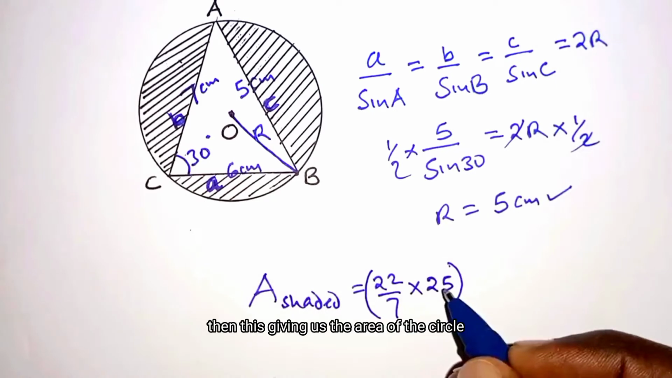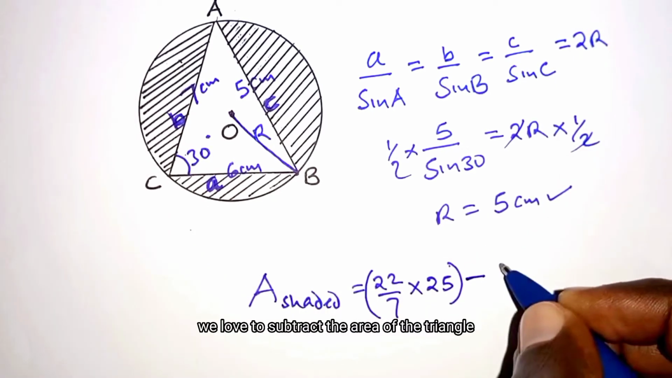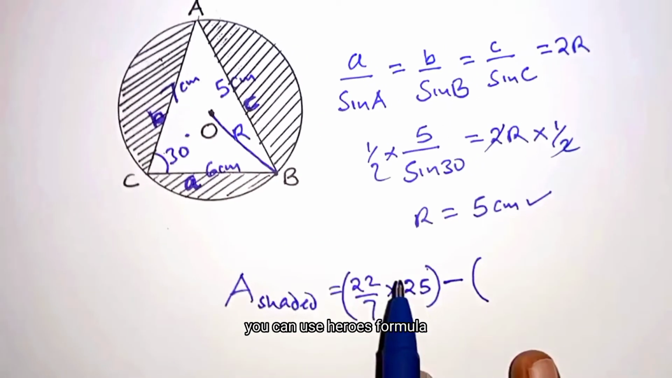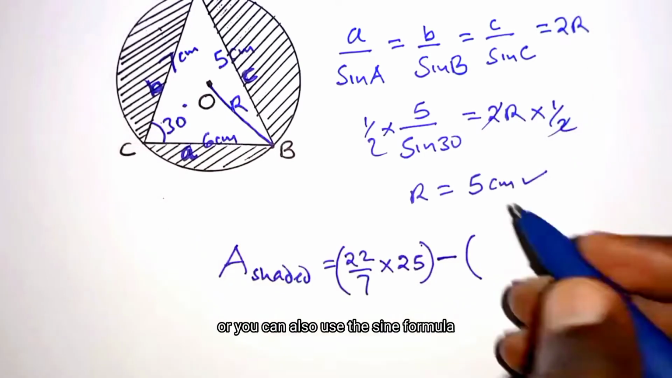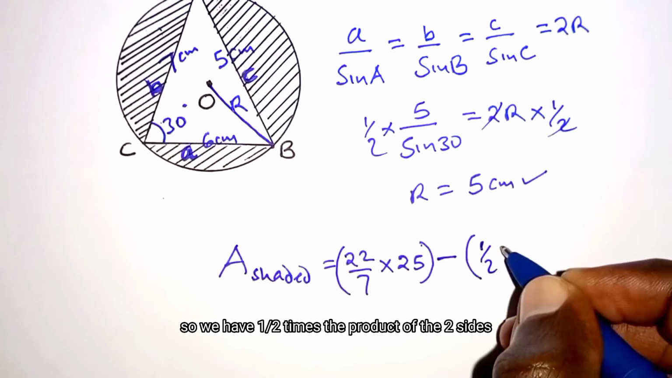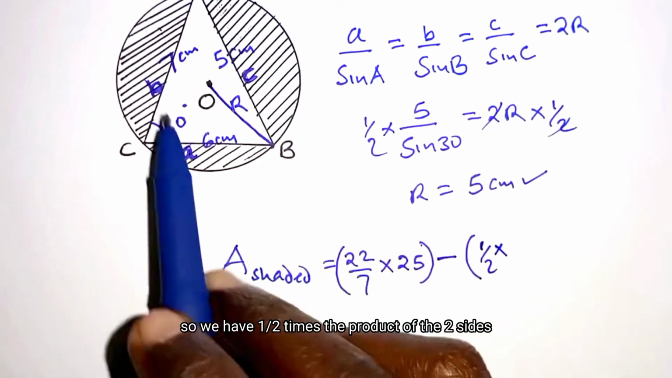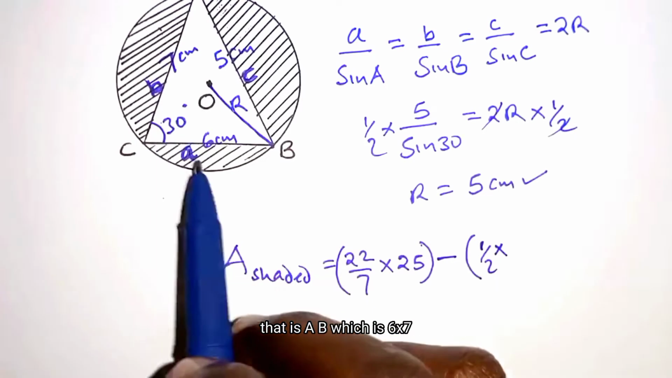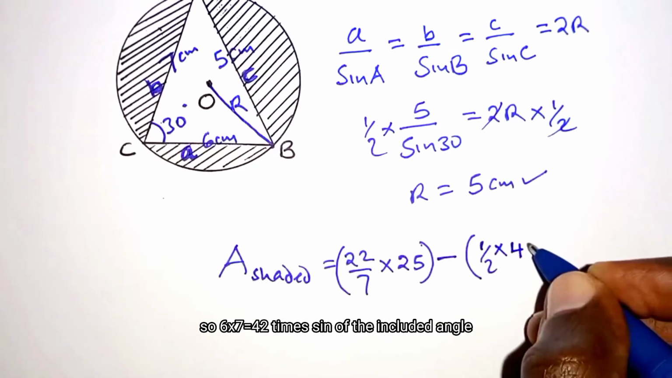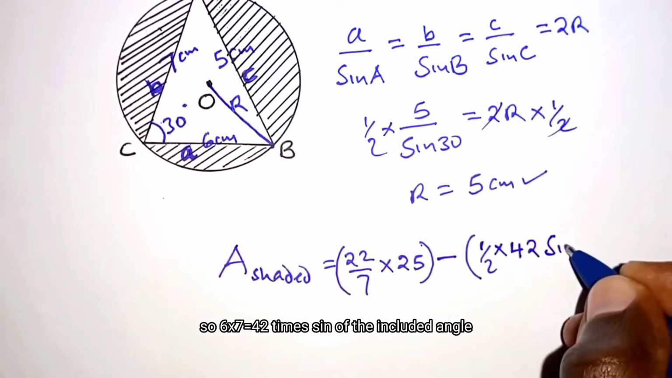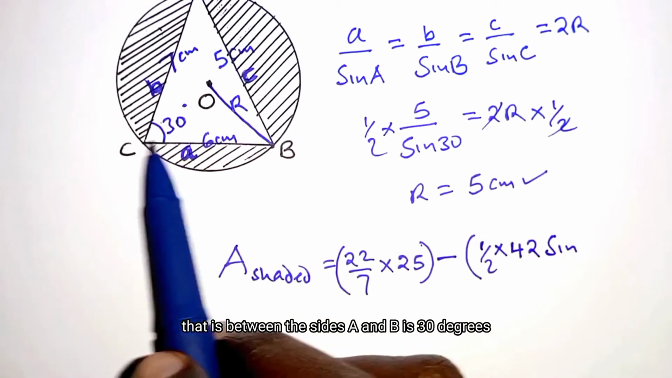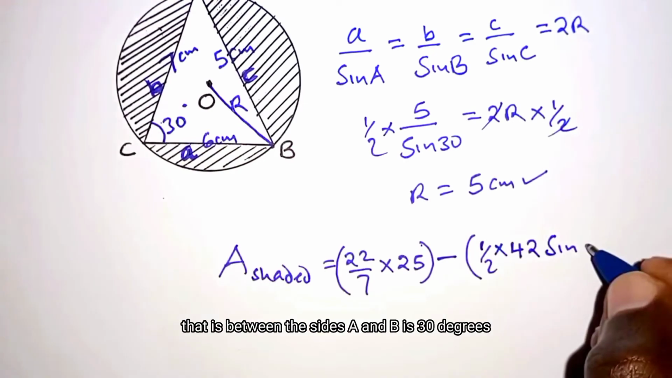Then this giving us the area of the circle, we'll have to subtract the area of the triangle. You can use Hero's formula, or you can also use the sine formula. So I'm going to use sine formula here. So we have a half times the product of the two sides, that is AB, which are 6 times 7. So 6 times 7 is 42, times sine of the included angle. So the included angle here, that is between the sides A and B, is 30 degrees.